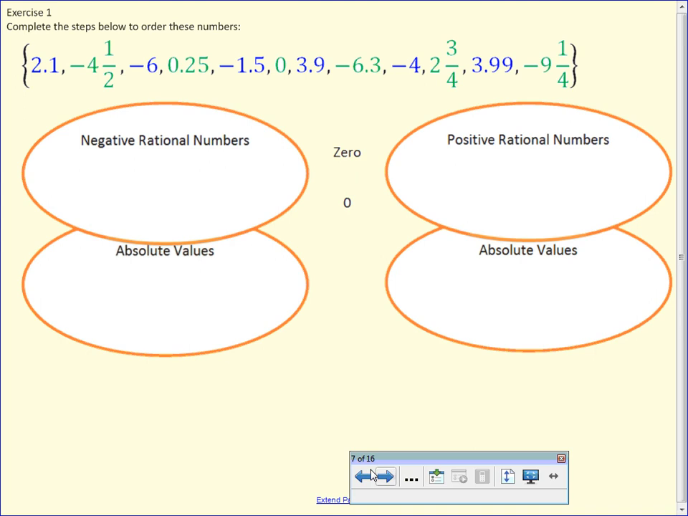You're given a set of numbers, and first you're going to fill in the two bubbles on top: the negative rational numbers and the positive rational numbers. So take those numbers and fill them in. So 2.1 is positive. Negative 4.5. Negative 6. 2.5. Negative 1.5.